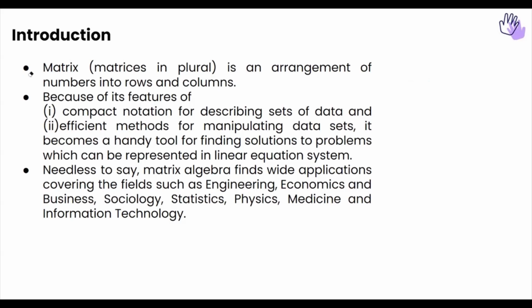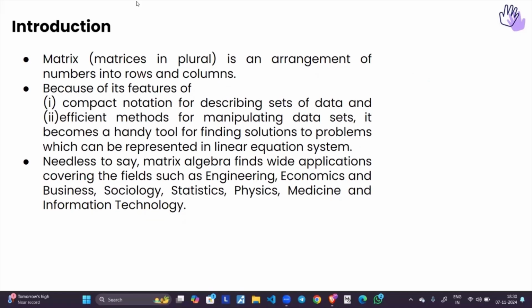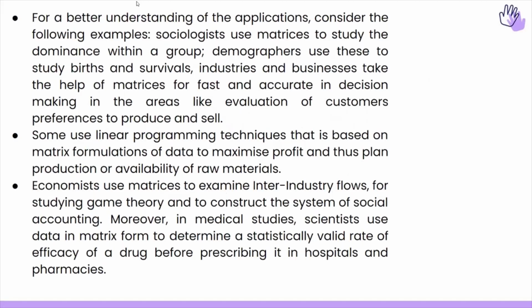For a better understanding of the applications, consider the following examples. Sociologists use matrices to study the dominance within a group. Demographers use these to study births and survivors. And industries and businesses take the help of matrices for fast and accurate decision making in areas like evaluation of customer preferences to produce and sell. So there are many vast areas. A matrix represents a lot of things.